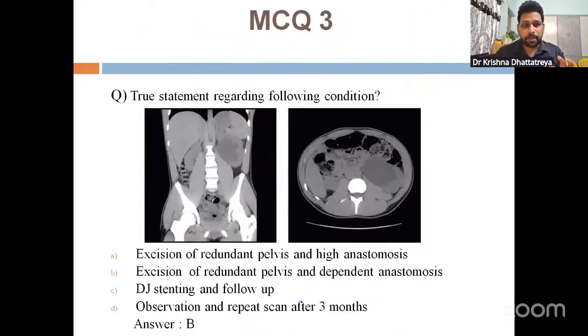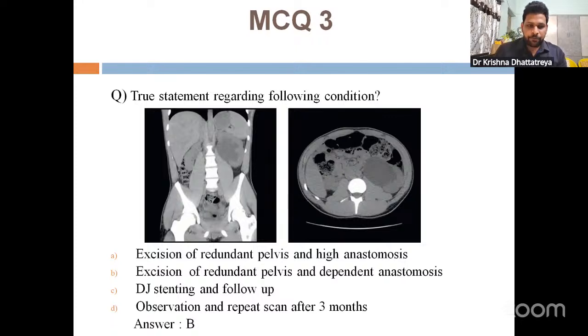And the next image is also an image-based question, based upon congenital pelviureteric junction obstruction. In this patient, they have asked about the treatment. How do you manage this case? The first option is high anastomosis. No, you always have to perform a dependent anastomosis in repair of congenital pelviureteric junction obstruction. You have to excise the redundant pelvis and perform the anastomosis in a dependent way, that is in Anderson-Hynes dismembered pyeloplasty.